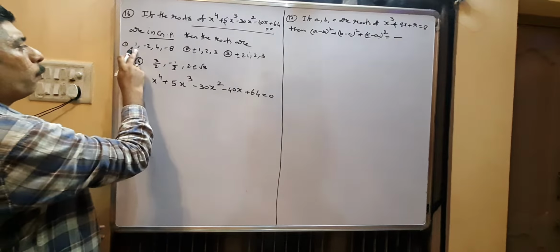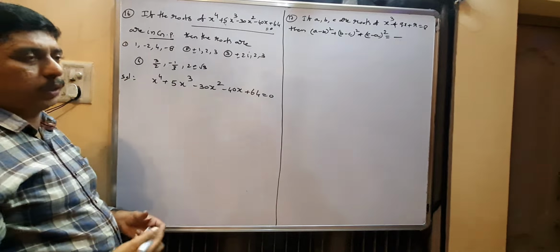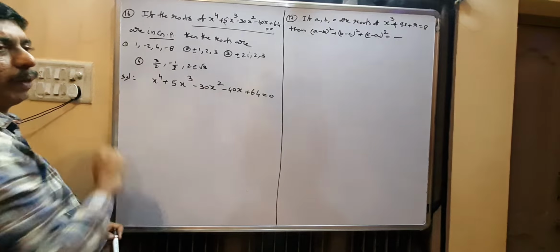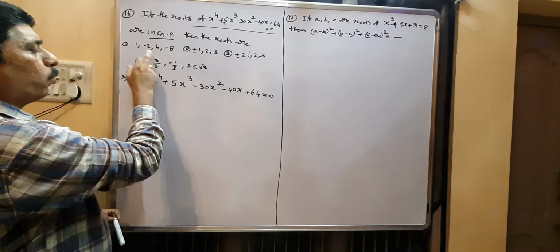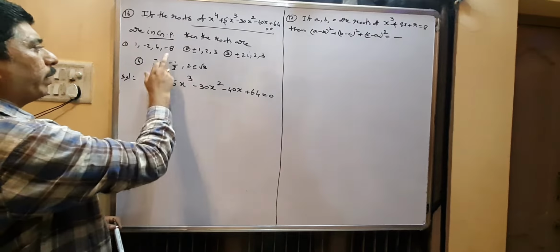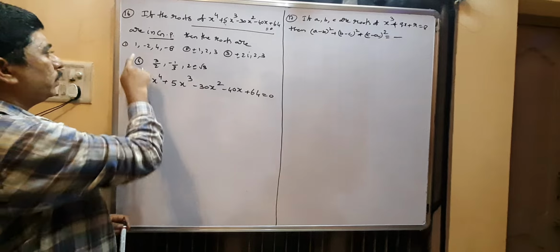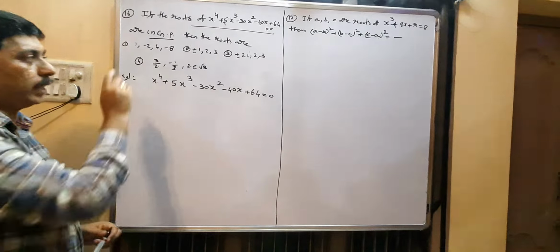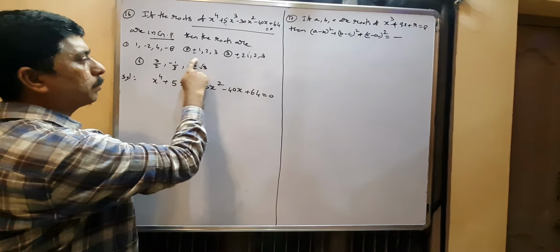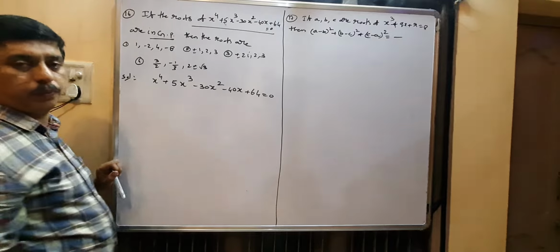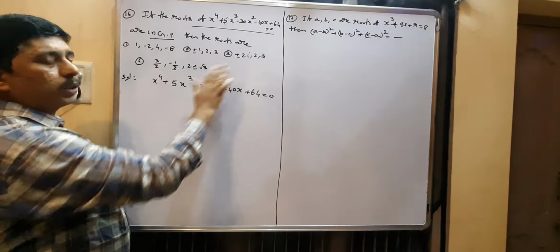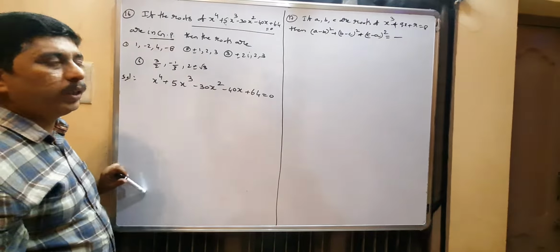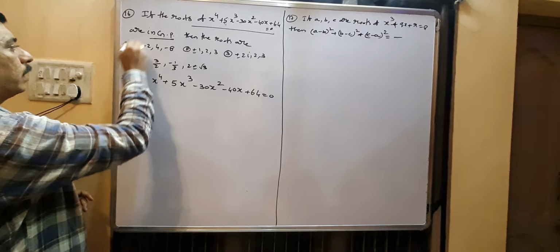First option, GP means geometrical progression. That means common ratio is same. Second root by first root, minus 2 by 1, minus 2. 4 by minus 2 is minus 2. Minus 8 by 4 is minus 2. So the first option, the roots are in GP, geometrical progression, satisfies. But second option, third option, fourth option, the given roots are not in GP. So you can put directly answer, 1 is the correct answer.